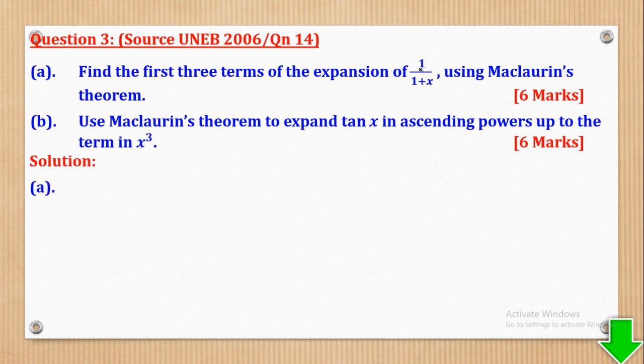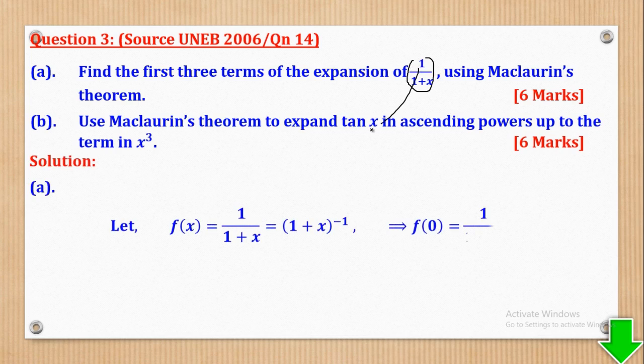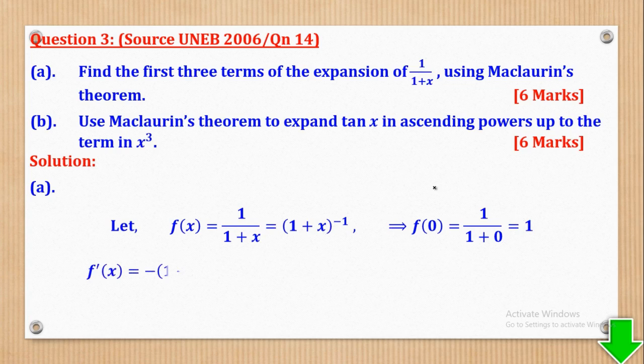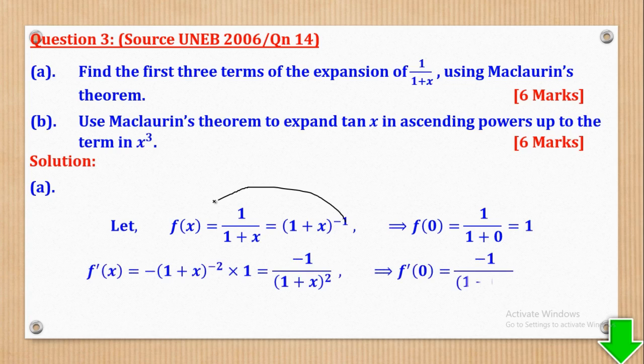So for part A, this is the function, so f(x) will be equal to that. Rewrite with negative indices to become (x plus 1) raised to the power negative 1 for easy differentiation. So when I put 0 here, I'll come up with f(0) as positive 1. Then differentiating, bring down the power to come out negative here. Reduce the power by 1 to come up with negative 2. Then derivative of the inner bracket, which is positive 1 there. So substitute x equal to 0, we'll come up with f prime 0 as negative 1.